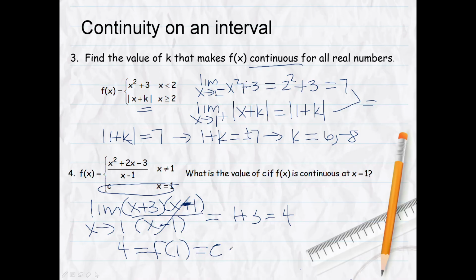Okay? So next time we're going to talk about a few theorems that deal with continuity, including the intermediate value theorem. Hopefully this helps you have a little understanding of continuous functions. See you next time.